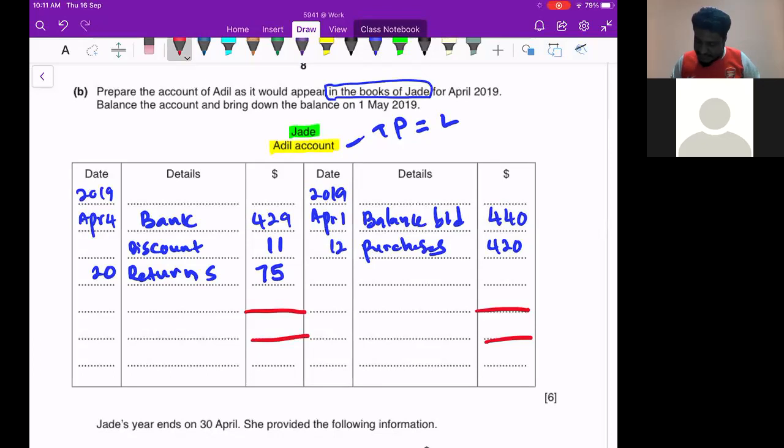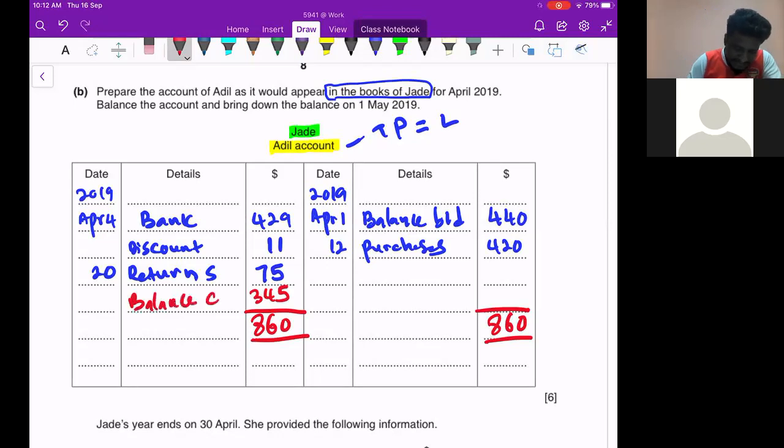I feel my credit side is bigger. 440 plus 420, I get 860. 860 minus 429 minus 11 minus 75, I get 345. 345. That's my balance c/d. Can I stop here?